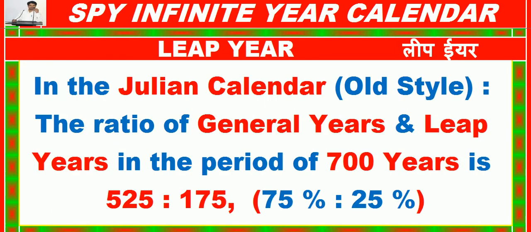In the Julian calendar old style, the ratio of general years and leap years in the period of 700 years is 525:175, 75%:25%.